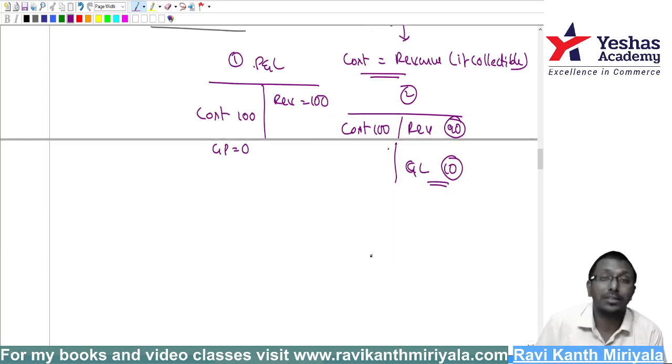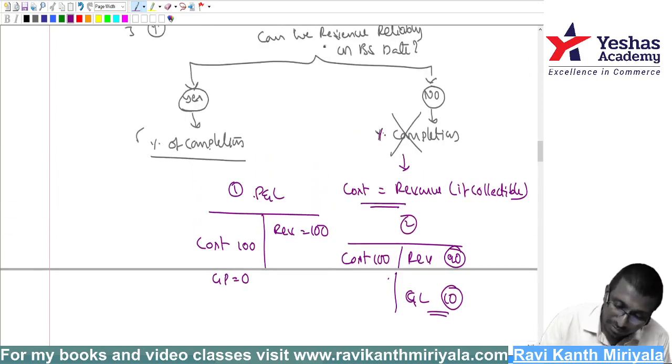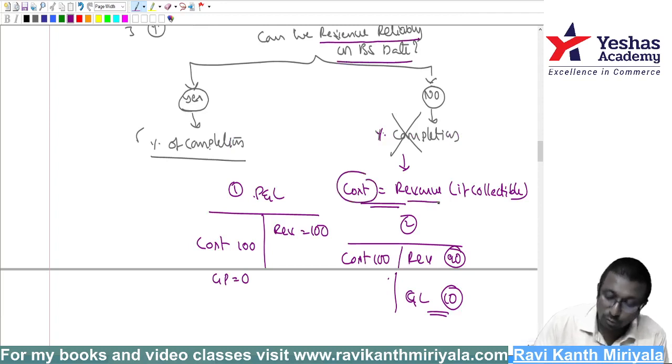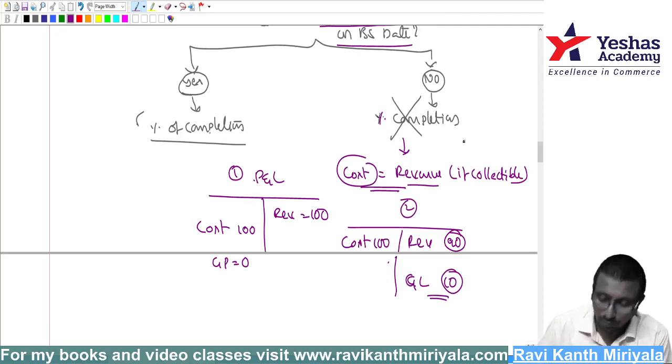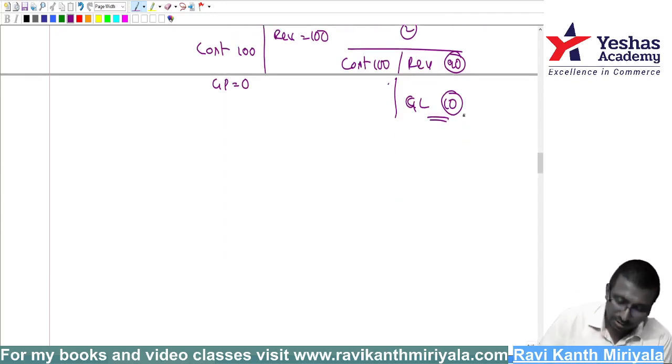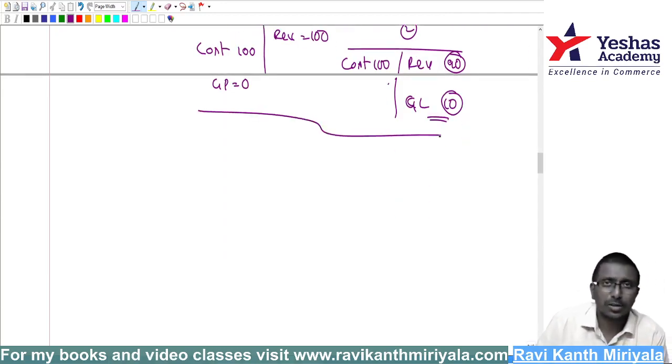You have to recognize it. Got my point? When you cannot measure the revenue reliably, then the cost is equal to revenue when it is collectible. If it is not collectible, then whatever amount is collectible will be your revenue, but not more than that. Hope you have understood my point. Next, one more last point. With this we will be able to complete this revision.